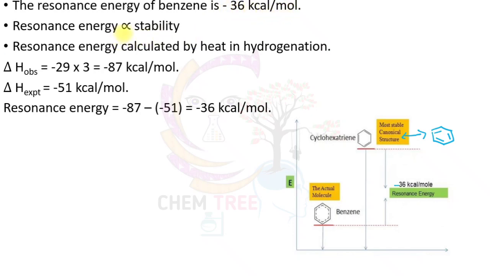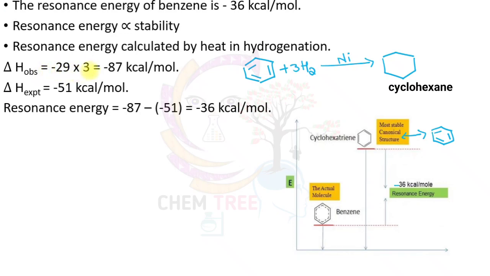As the resonance energy is more, the stability of the molecule also increases. The resonance energy is calculated by heat of hydrogenation. Benzene is treated with hydrogen in presence of nickel. It forms cyclohexane. The change in energy we can calculate like this.